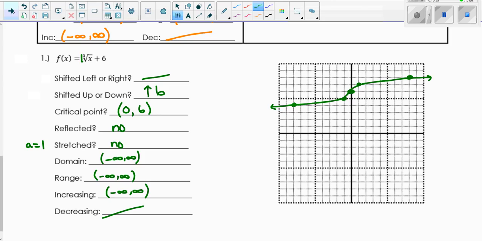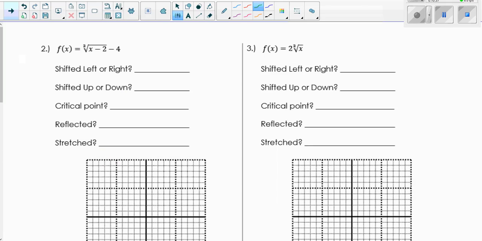All right, flip over to the back page. This would be a good point for you to try number 2 on your own. Since all we're doing is really just changing the critical point, it's a good place to pause, and then you can come back and check your answer.